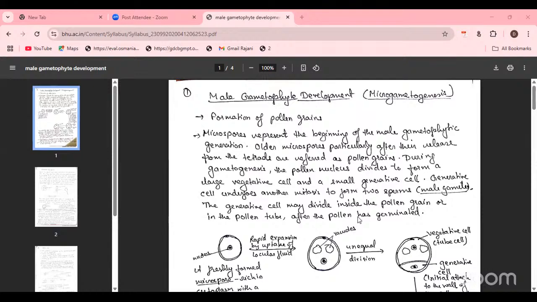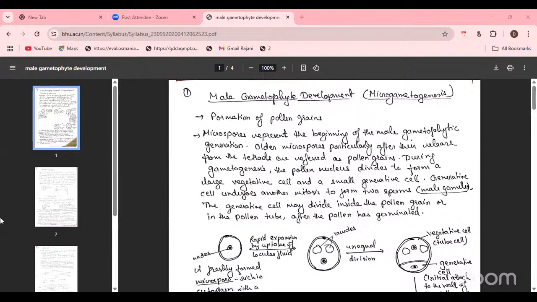This is called microgametogenesis, or microsporangium, microspores, or male gametophyte. Microsporogenesis or microgametogenesis: male gametophyte development, formation of pollen grains. First, how are pollen grains formed? In the last class, that was answered. Now, formation of the pollen grains.